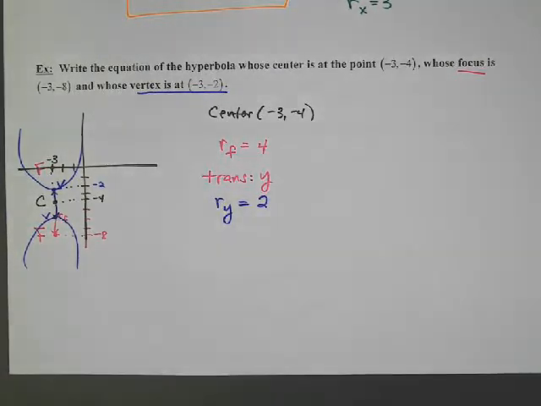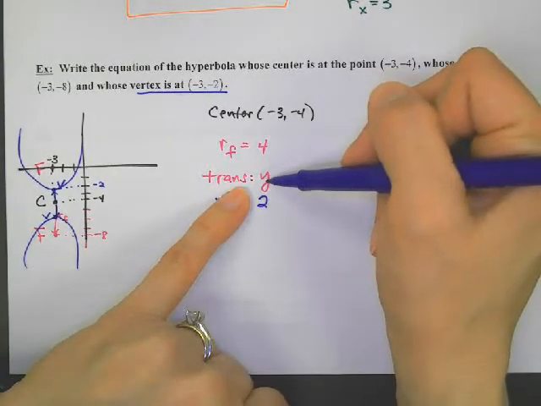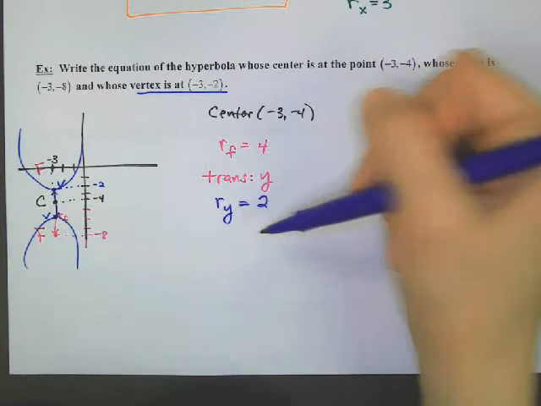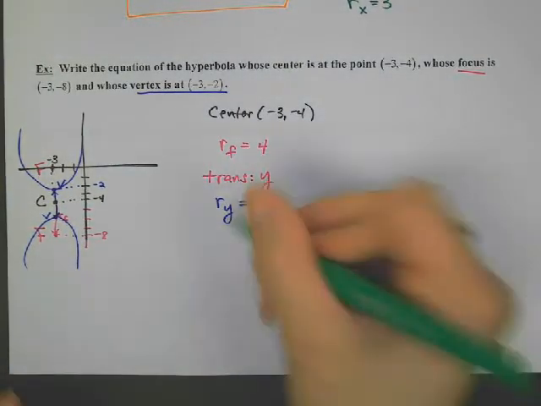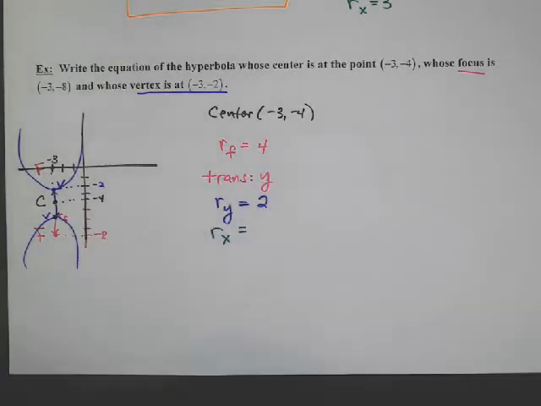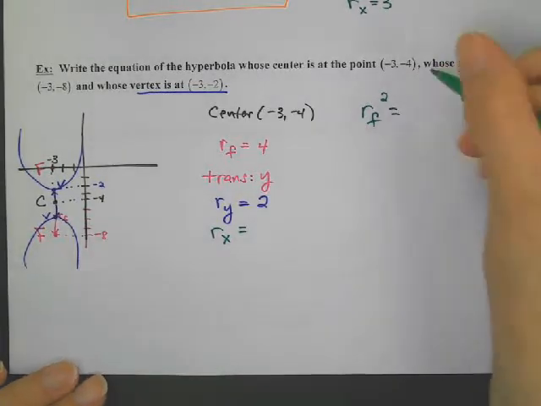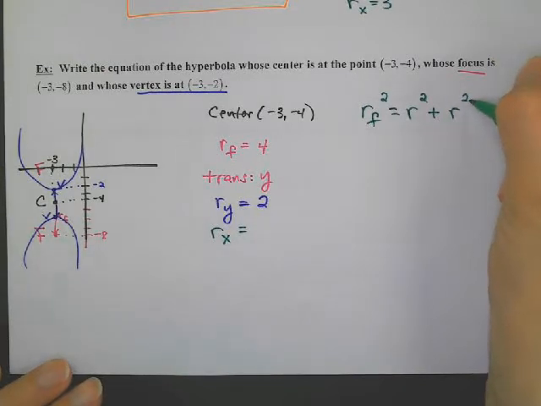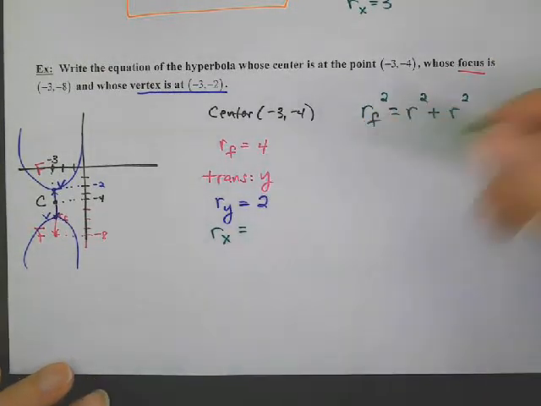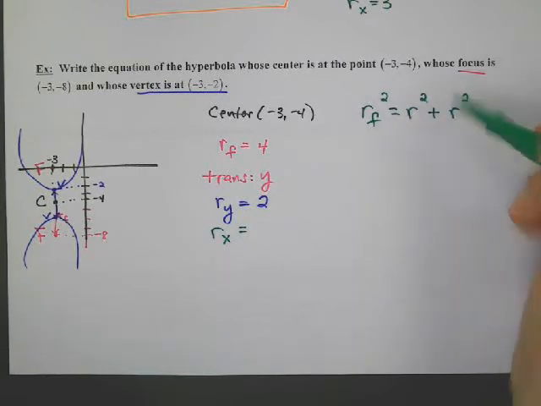Remember, to write an equation, we need the center. I need to know who the transverse is, so I'll put y first. I have r sub y, but I don't have r sub x. So that means we're going to have to find r sub x with our focal radius equation. Focal radius squared is r squared plus r squared. Remember, the hyperbola gets a minus in his equation, so his formula is plus. It doesn't matter if you put major or minor here, or x or y, because they're being added.